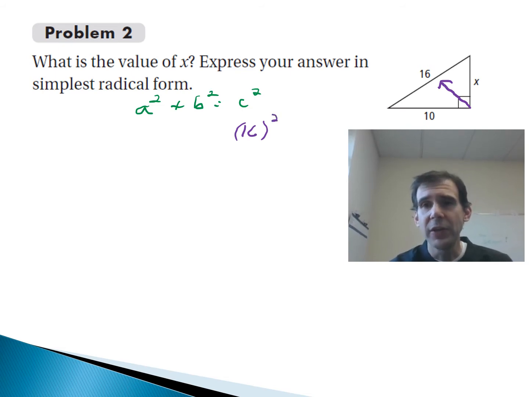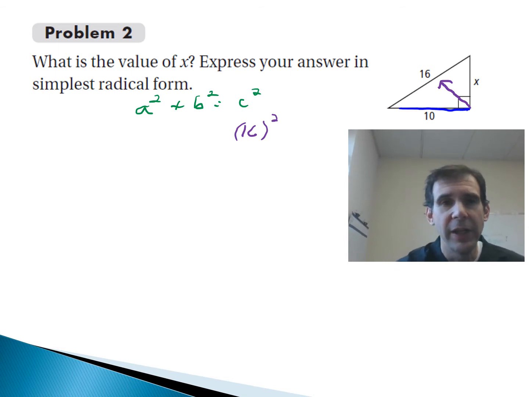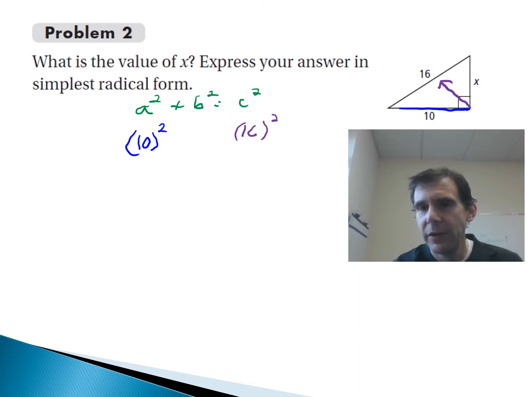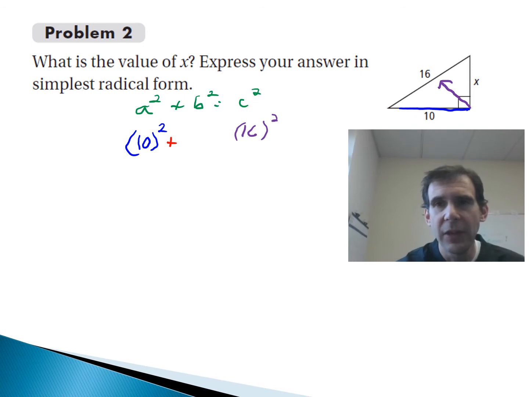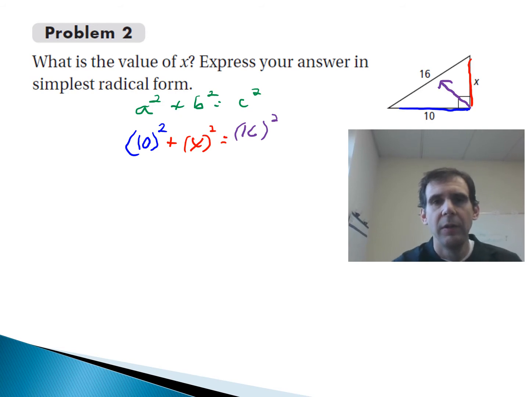Then the two remaining sides are our legs. And remember, they do form the right angle. We've got one that's length 10, so we'll make that A, it could be B, it doesn't matter which leg is which. So 10 squared, and then we've got x being our other leg. So x squared. Okay, so that was what you were asked for on the last one.